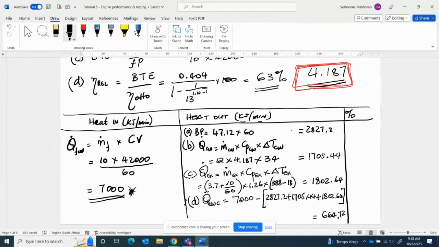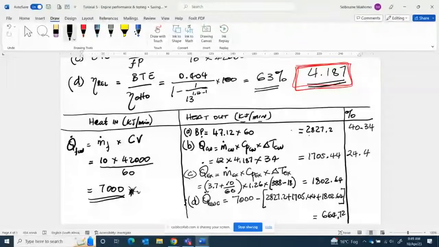So we want to know the percentage of the heat that is available at the wheels. In other words, we say 27.2 divided by 7,000. Now we know that 40.34% of the heat in the engine has been converted into work. Similarly, we say 1705.44 divided by 7,000, 24.4% of the heat generated has been absorbed by cooling water.